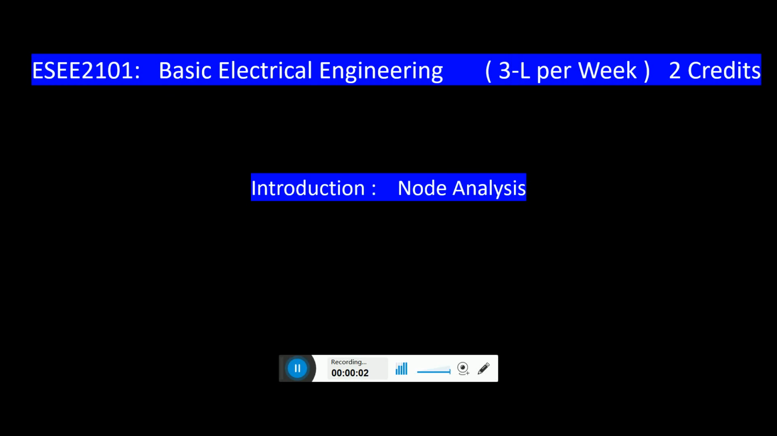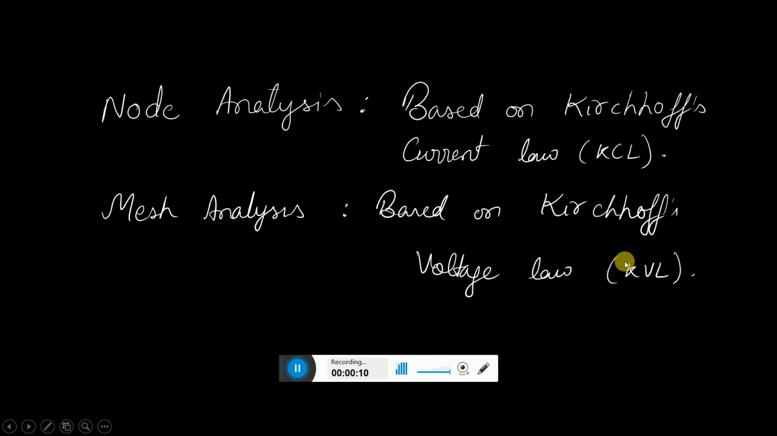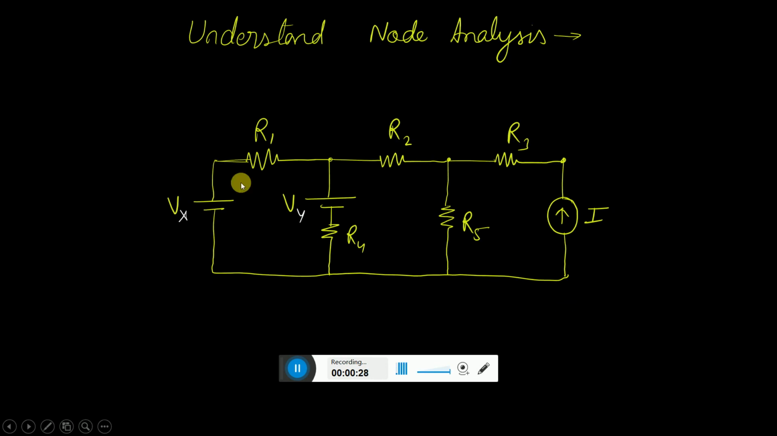Welcome to the video on basic electrical engineering, and in this video we discuss node analysis. In the first video we talked about how node analysis is an analysis based on Kirchhoff's current law, and there is another way of solving the network, the mesh analysis, which depends on Kirchhoff's voltage law. We have taken this example and we try to understand how many nodes we will take so that we can successfully solve the network.